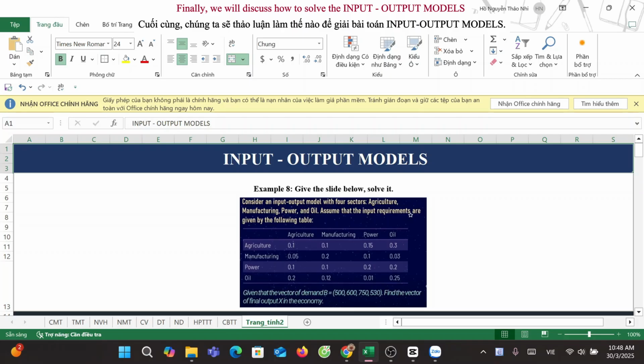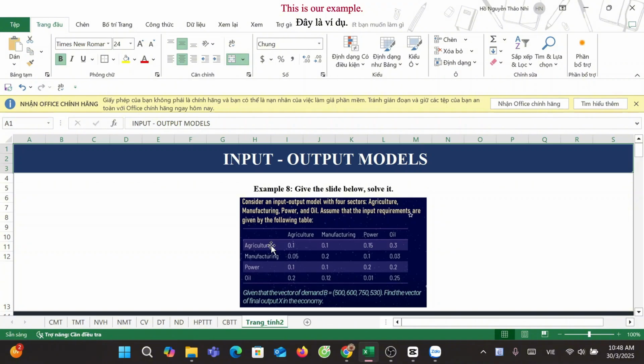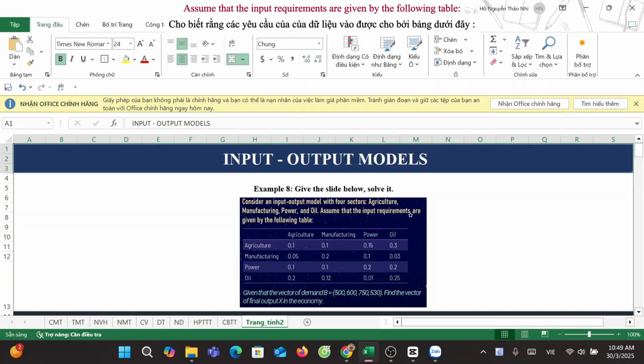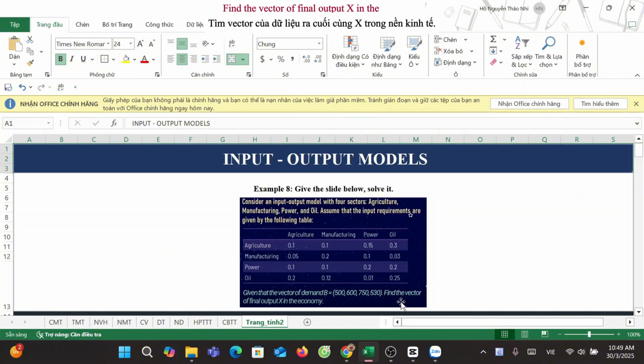Finally, we will discuss how to solve input-output models. This is our example. Consider an input-output model with 4 sectors: agriculture, manufacturing, power and oil. Assume that the input requirements are given by the following table. Given that the vector of demand B equals 500, 600, 700, 1500, and 300, find the vector of final output X in the economy.